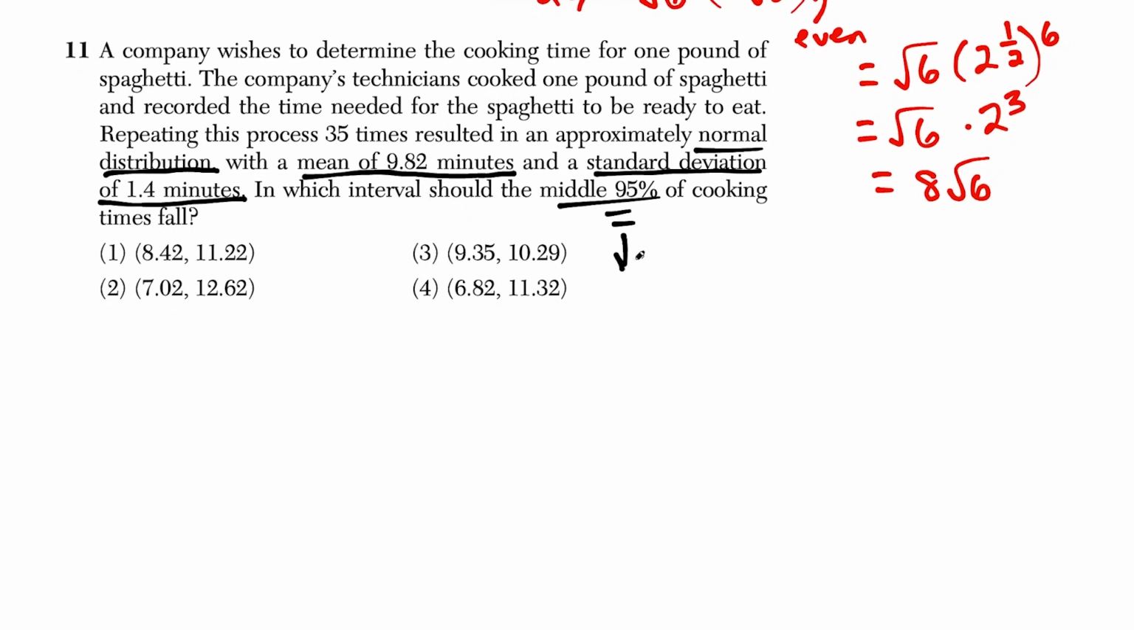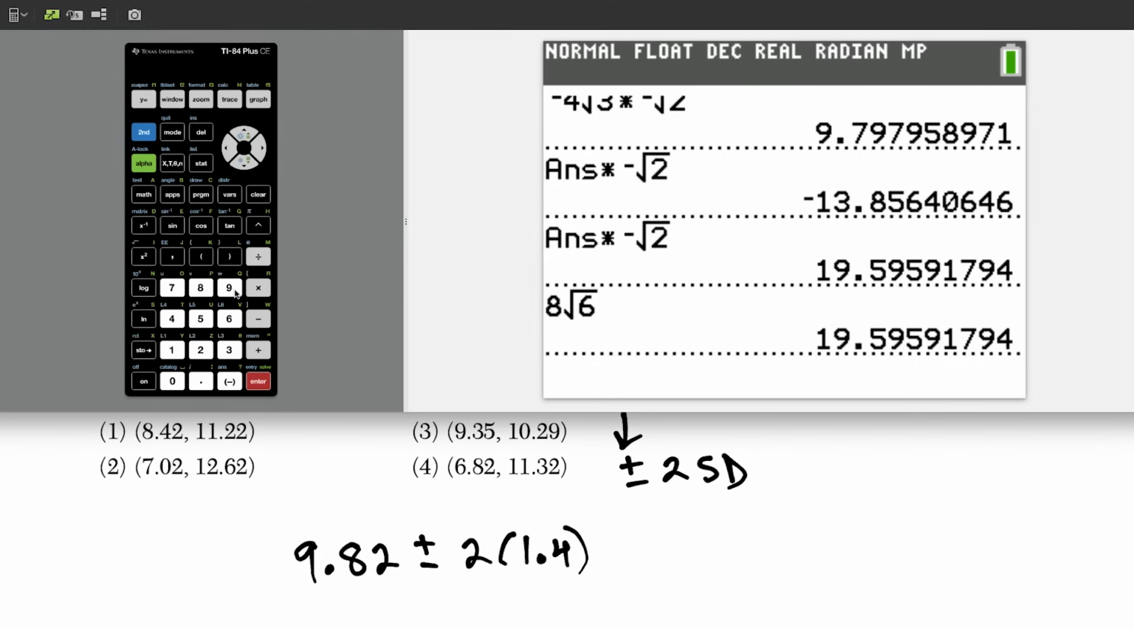Now, anytime you hear middle 95%, that is plus or minus 2 standard deviations from the mean. So here, the mean is 9.82, and I'm going to do plus or minus 2 standard deviations, and the standard deviation is 1.4. So this is something I could just type into the calculator. So we have 9.82, plus 2 standard deviations, so plus 2 times 1.4.